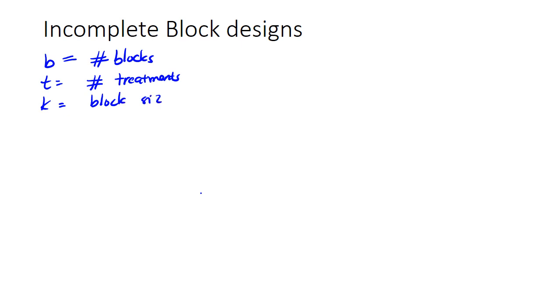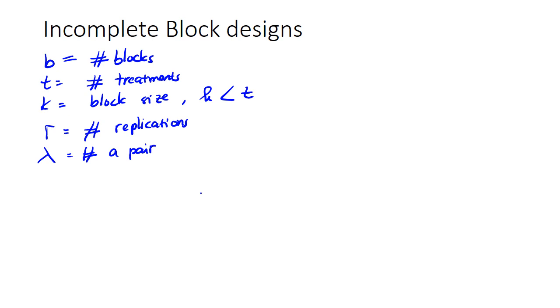B is the number of blocks, T is the number of treatments, K is the block size, R is the number of times a treatment appears in the experiment, and lambda is the number of times a pair of treatments appears together in the same blocks.